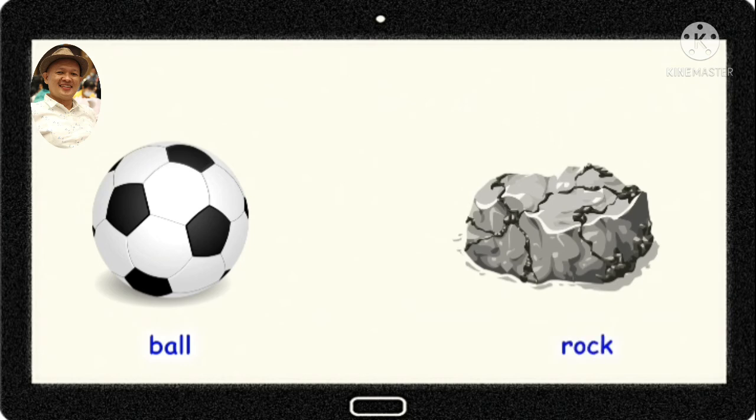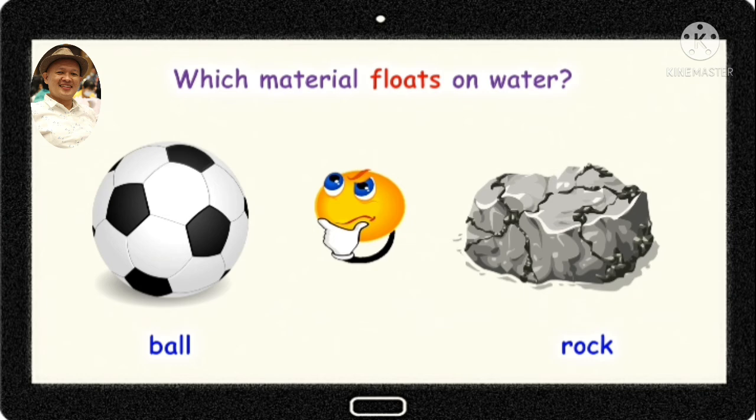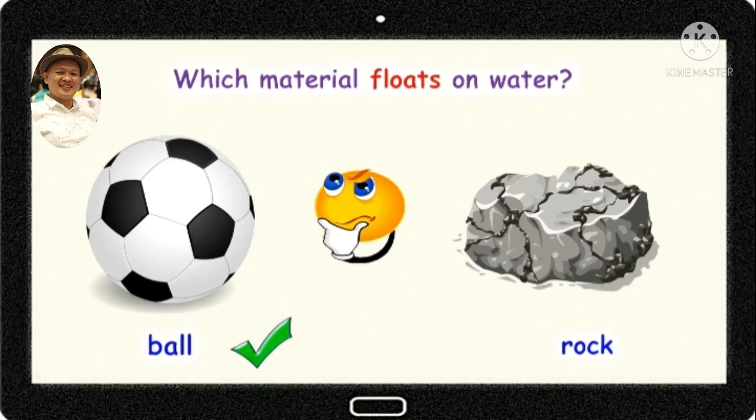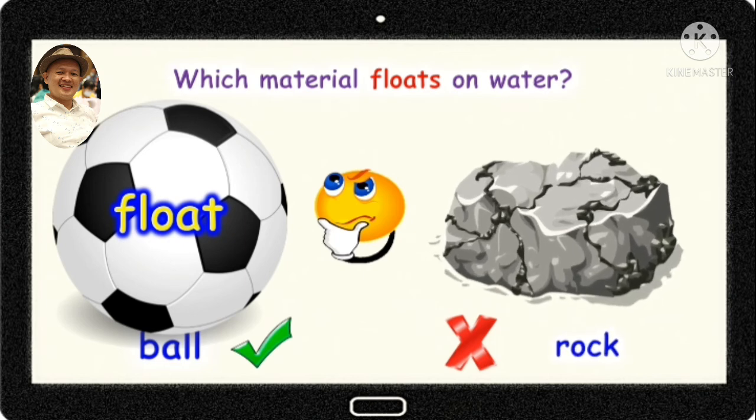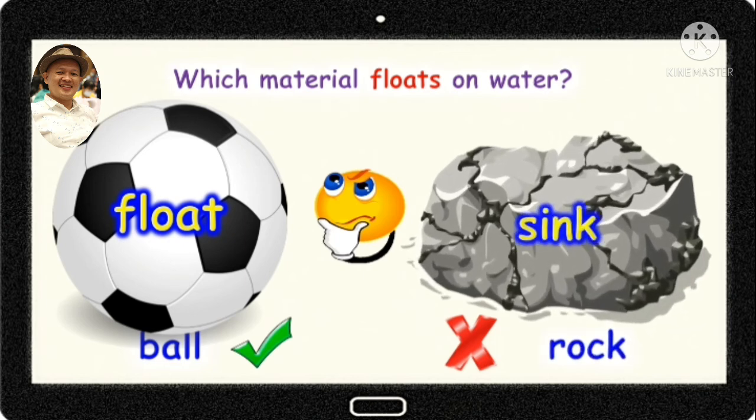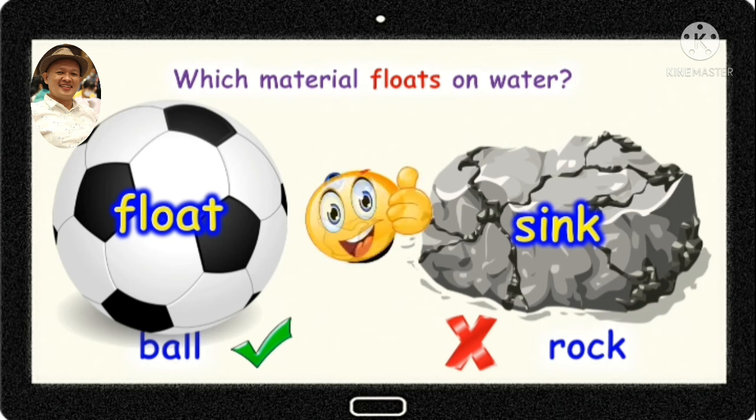Next, ball, rock. Which material floats on water? Ball or rock? The correct answer is ball. A ball can float on water, and rock cannot float because it will sink in the water.